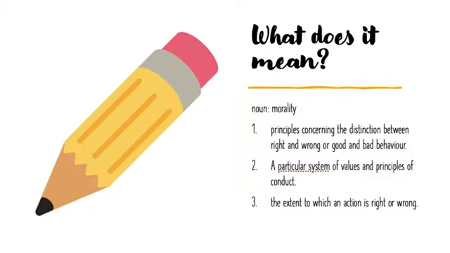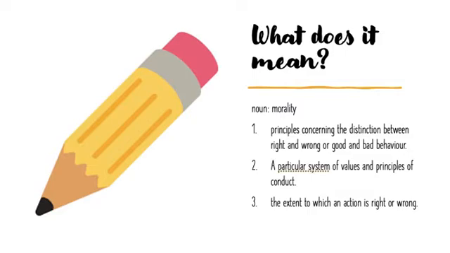It is a noun, and the first kind of definition that you will find in the dictionary is principles concerning the distinction between right and wrong, or good and bad behaviour. For example, is something right or is something wrong? A particular system of values and principles of conduct. For example, what is your morality? How do you decide what is right and wrong? Or third, the extent to which an action is right or wrong. So, on a scale of 1 to 10.